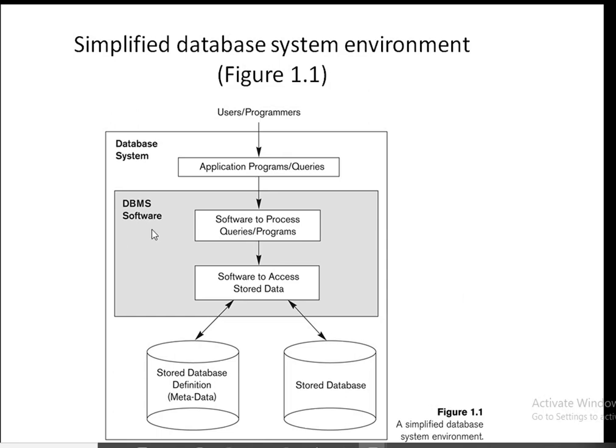Then there is the database software. Application programs are the applications used to maintain and retrieve from the database. The database system also includes DBMS software. Just having an application, we cannot directly interact with the database, so we need DBMS software. Examples are Oracle and MySQL, which are different DBMS software.